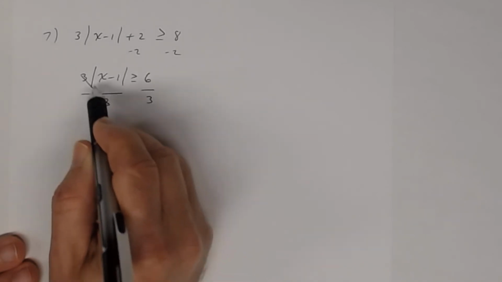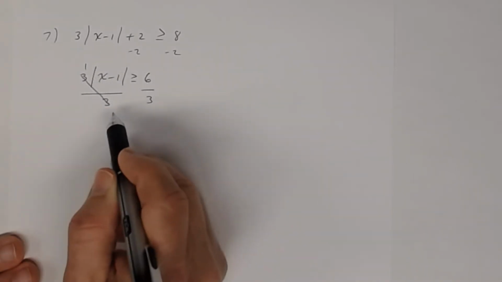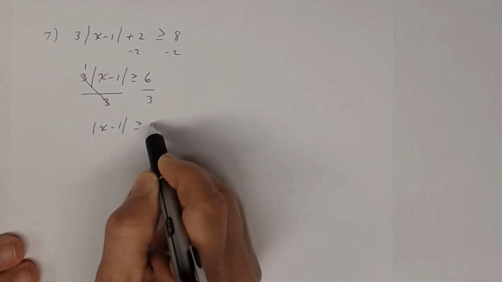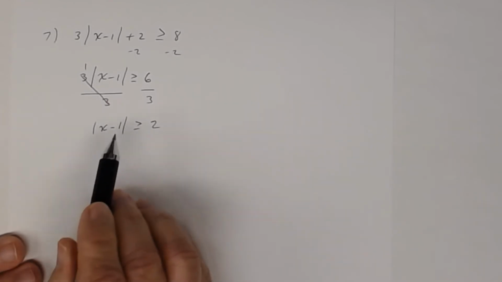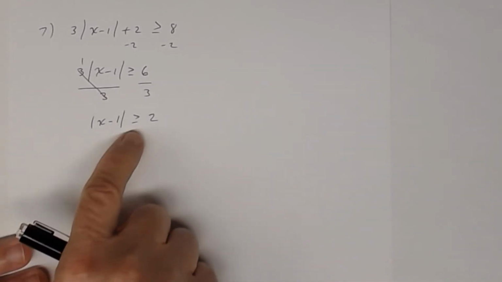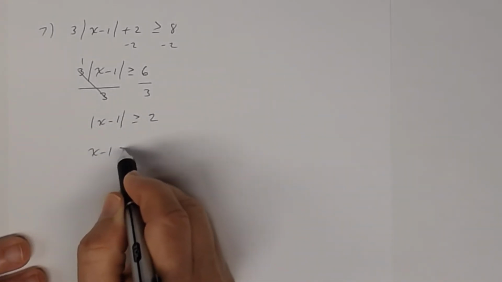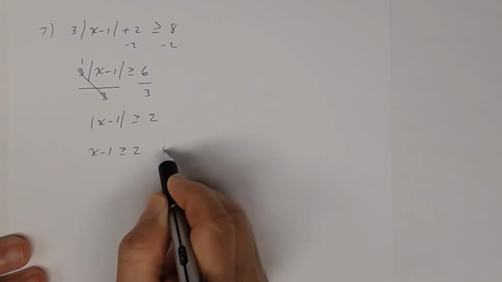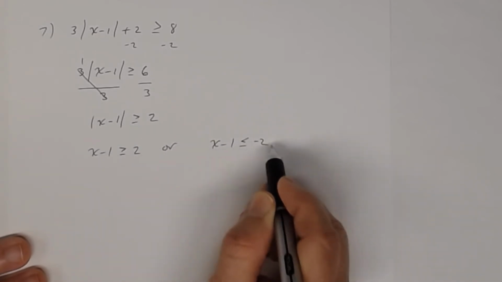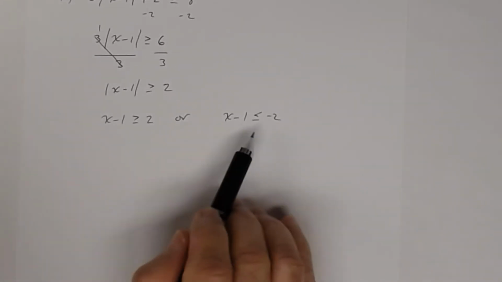Notice I'm dividing by positive numbers, so it stays greater than or equal to. I don't switch the inequality symbol. 3 divided by 3 is 1. 1 times the absolute value of x minus 1 is the absolute value of x minus 1 is greater than or equal to 2. Now at this point, you're going to rewrite it without absolute value bars. So this is a greater than, so that's that or statement. So x minus 1 is greater than or equal to 2, or x minus 1 is less than or equal to negative 2. And then you solve each of those linear inequalities.